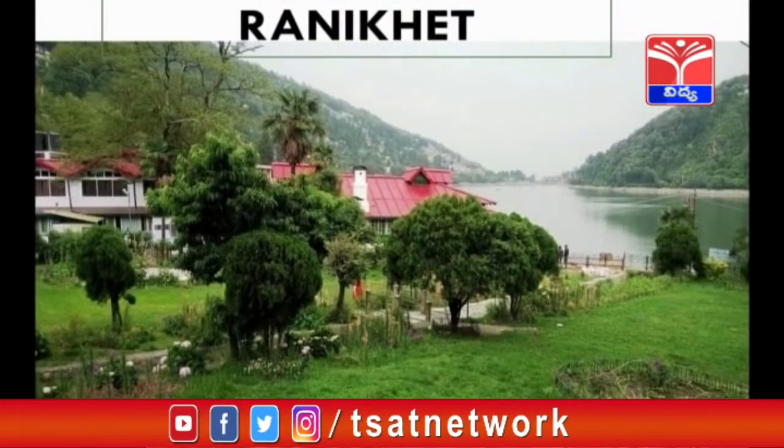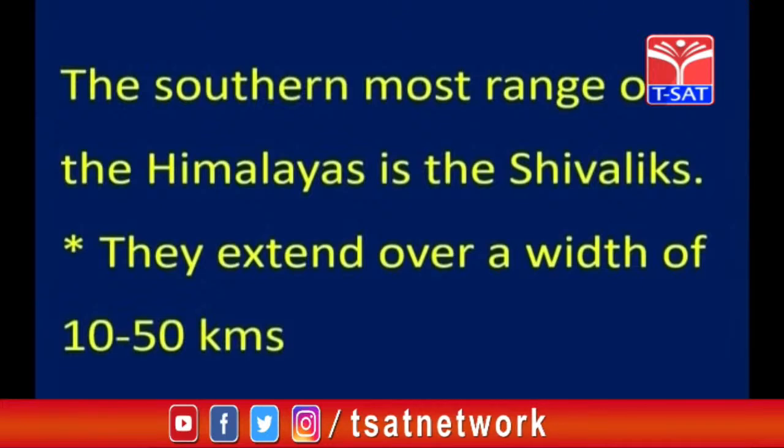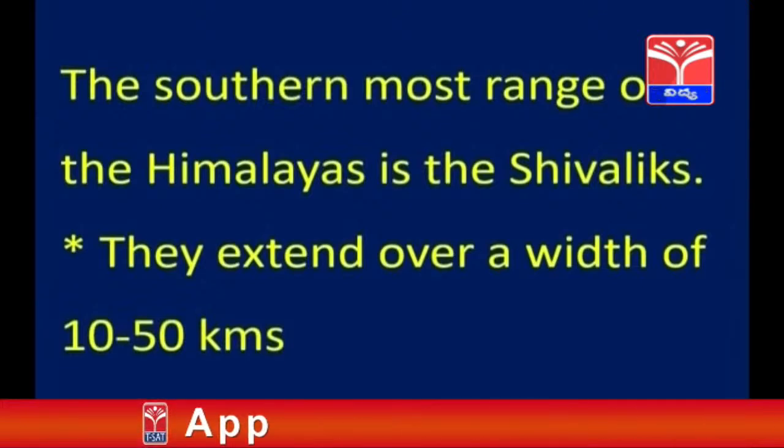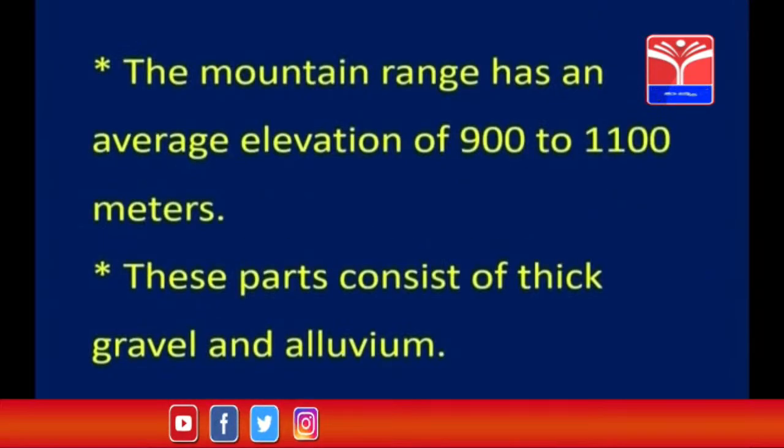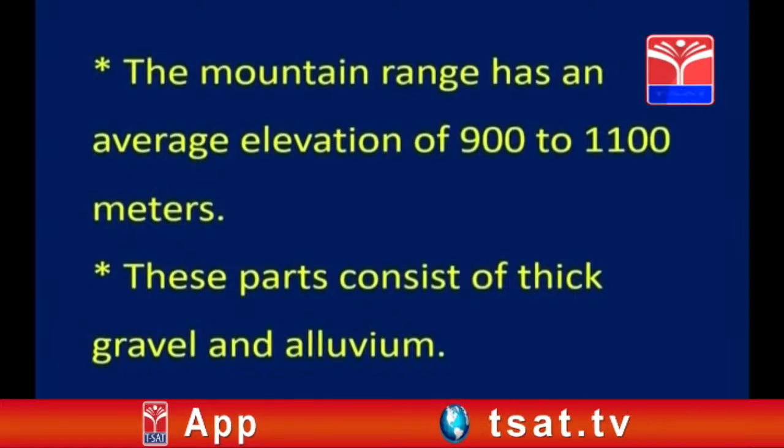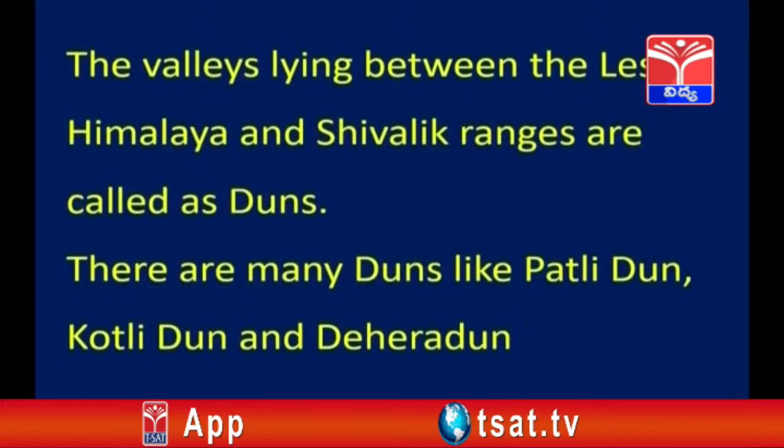Ranikhet. The most southern range of the Himalayas is the Shivaliks. They extend over a width of 10 to 50 kilometers. The mountain range has an average elevation of 900 to 1100 meters. This part consists of thick gravel and alluvium.